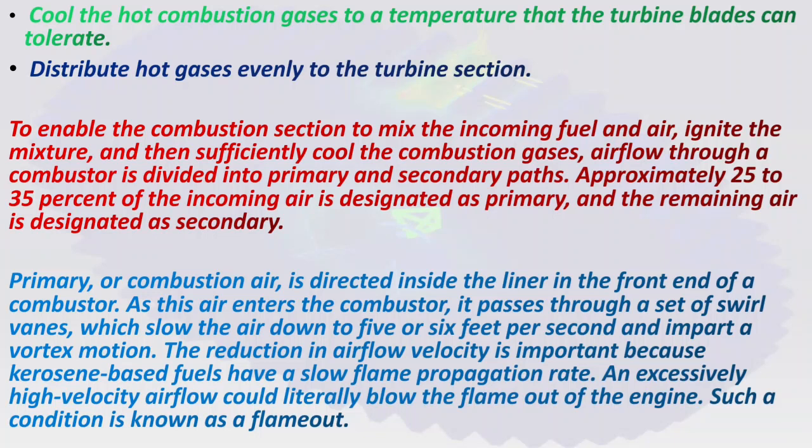So if we talk about the primary or combustion air, it passes inside the liner at the front end of the combustor, and there is a swirl vane at the front end which reduces the velocity of the incoming air, and it also imparts a vortex motion that creates turbulence, which is very helpful for the mixing of fuel and air properly.